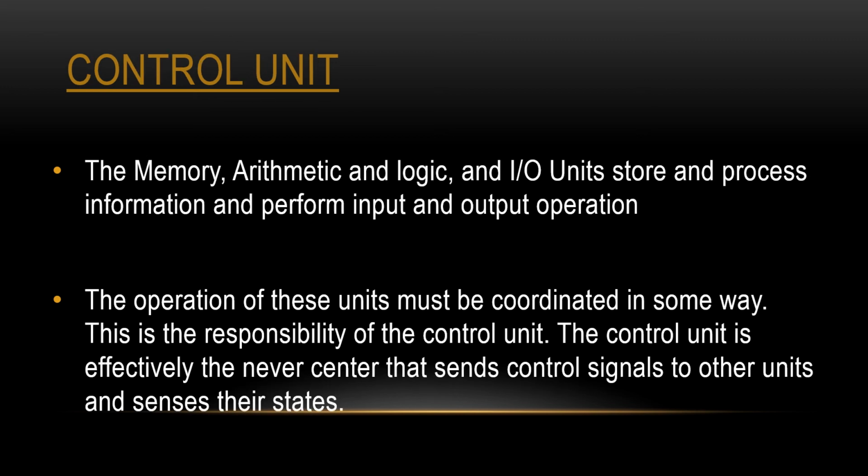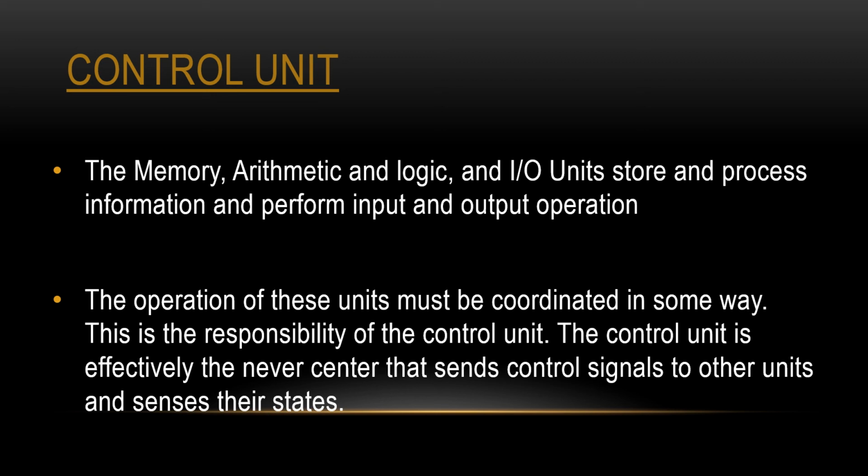Then the last unit is the control unit. The memory, arithmetic and logic, and IO units store and process information and perform input and output operations. The operations of these units must be coordinated in some way. This is the responsibility of the control unit. So the control unit is effectively the nerve center that sends control signals to other units and senses their status. So it will play the role of coordination.